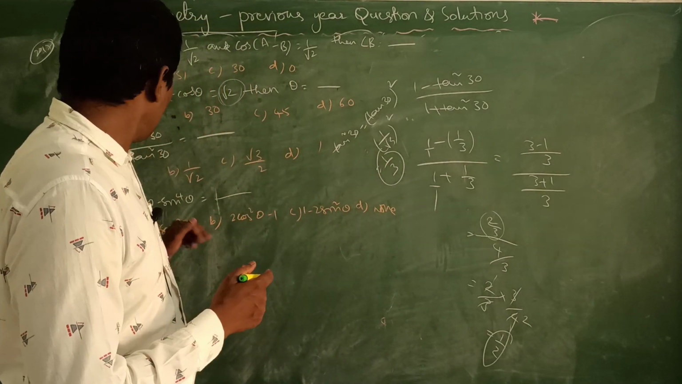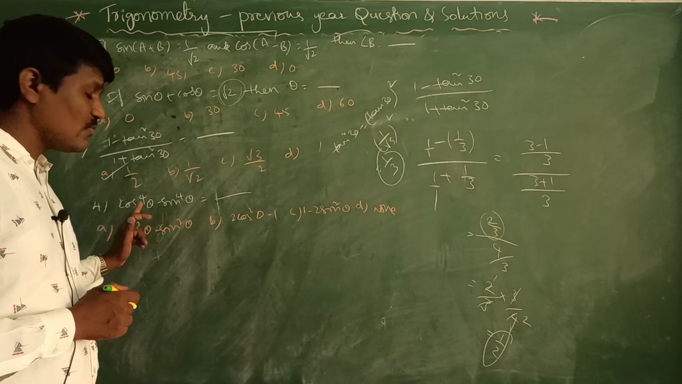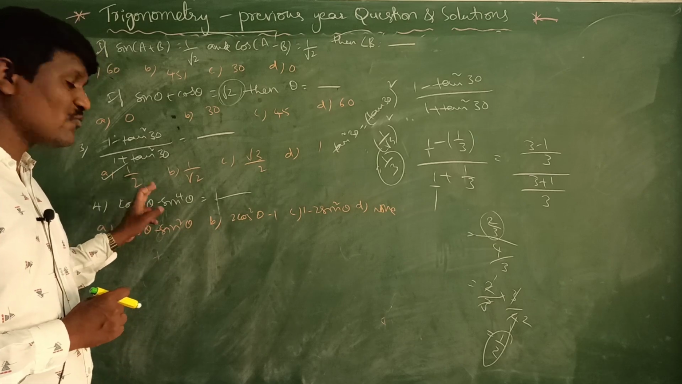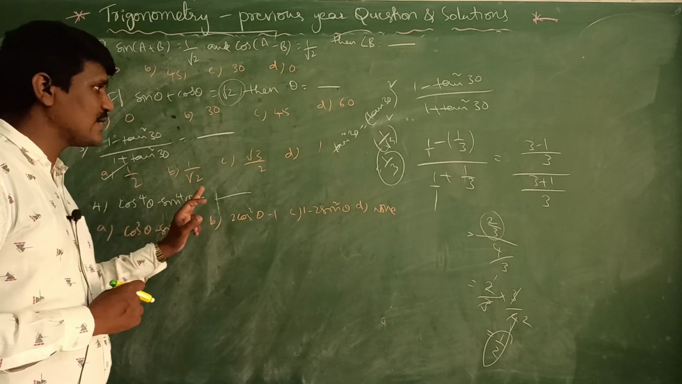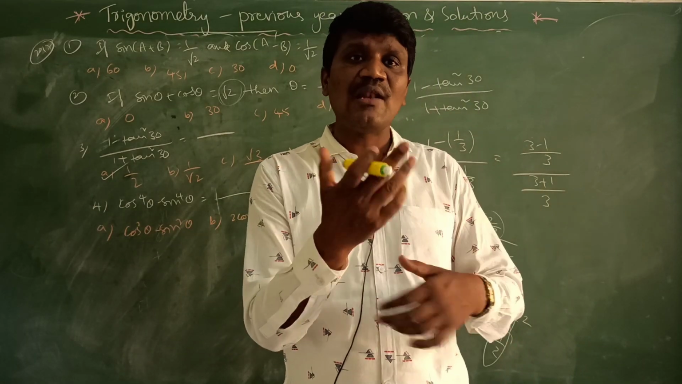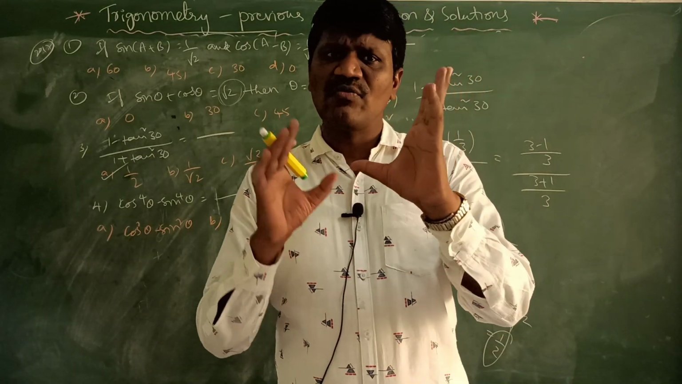Okay students, now the last question. This type of question is very important and expected this time also. Cos power 4 theta minus sin power 4 theta is equal to dash. If the power is 4 and we don't know the values, what you do is use a formula we know.